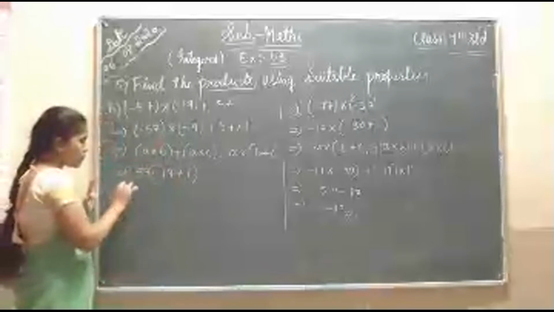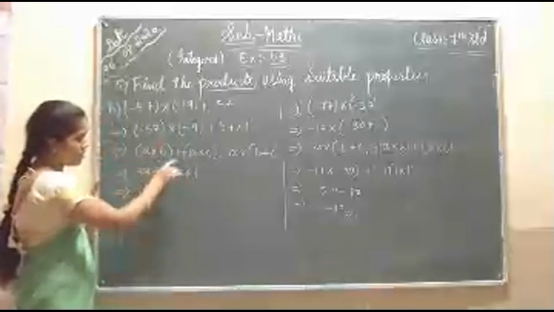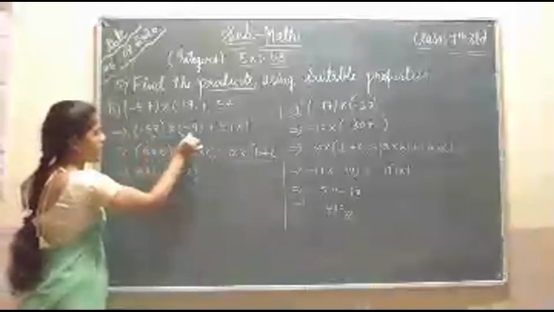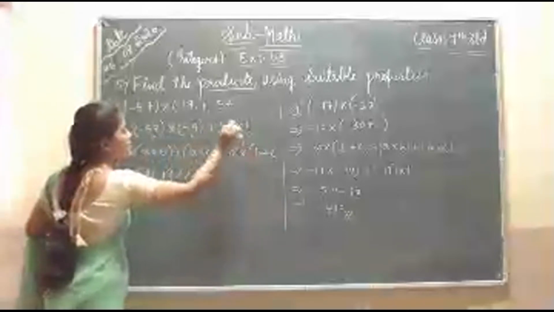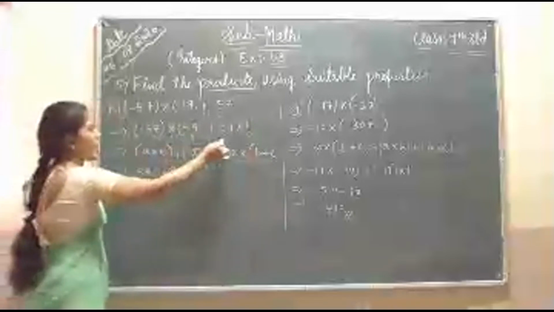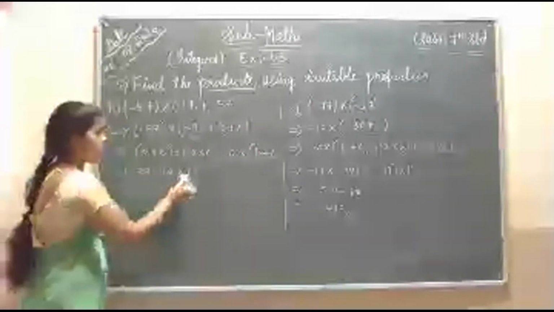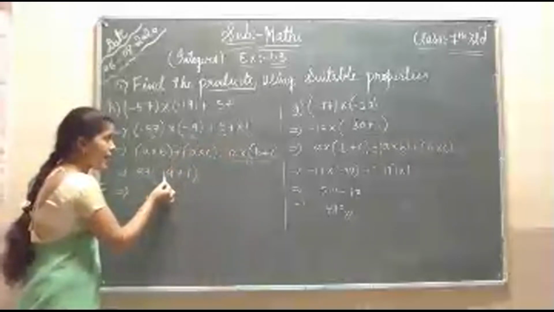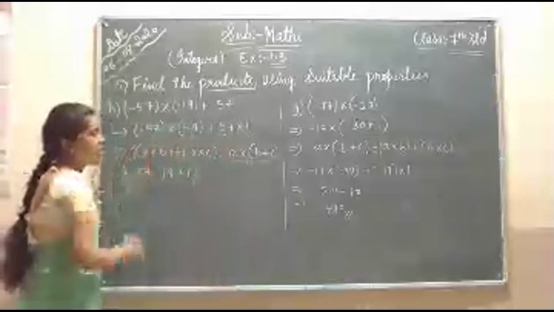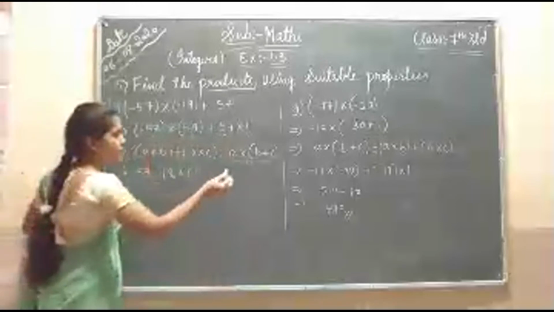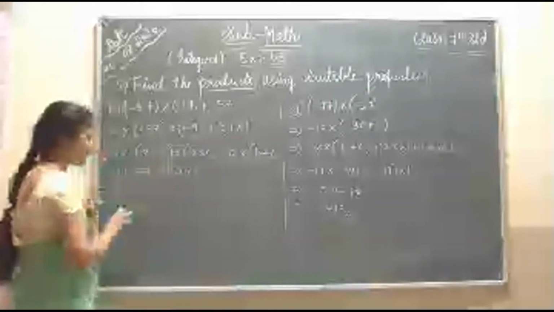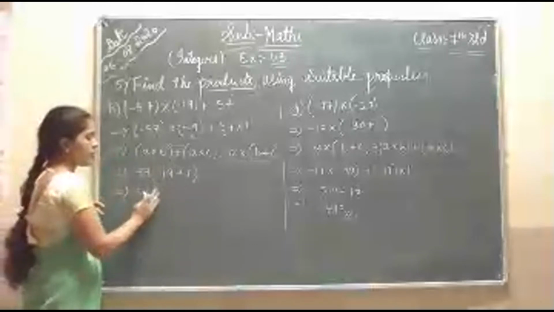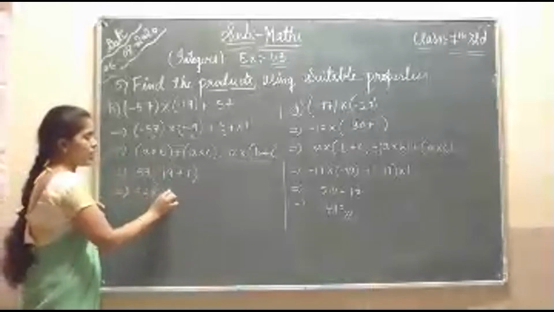Next. Take 57 as common. This one, 57. A is 57. Here this is A, this is B, this is A and this is C. A into B, A into C. A is 57, B is minus 19. Why are we not taking minus here? Because minus minus gets plus. Now here C is 1. Now 57 keep as it is, 19 plus 1 is 20.